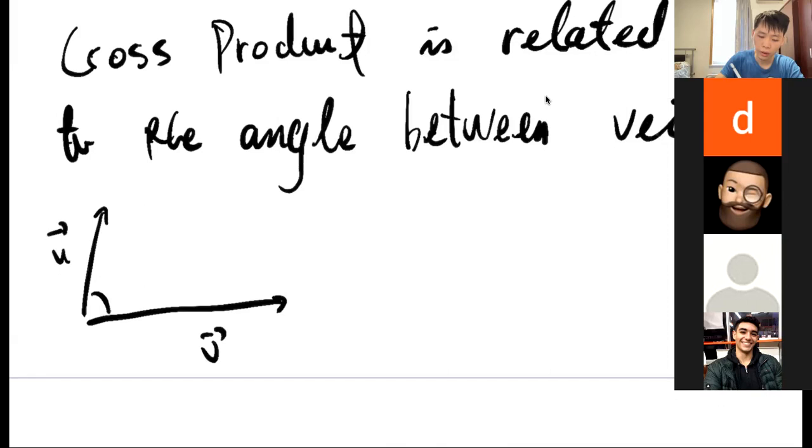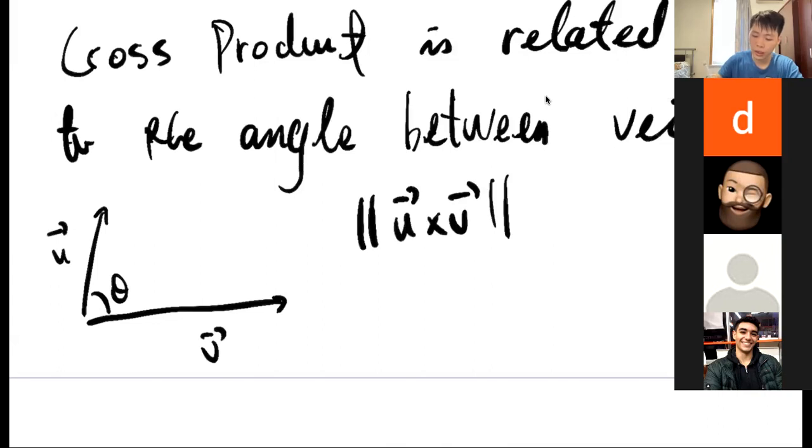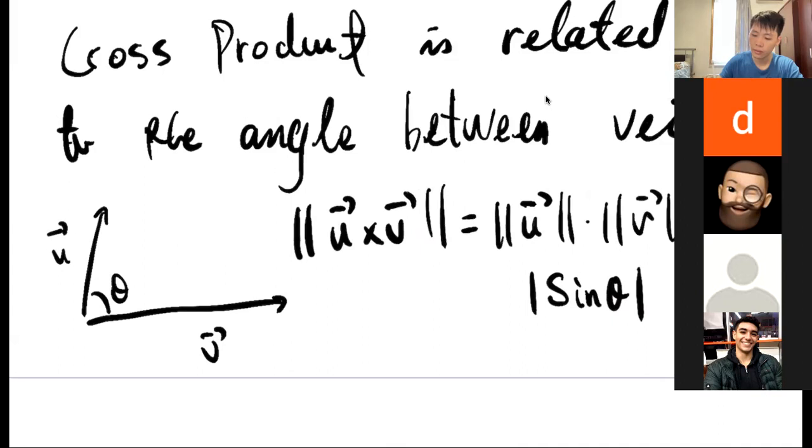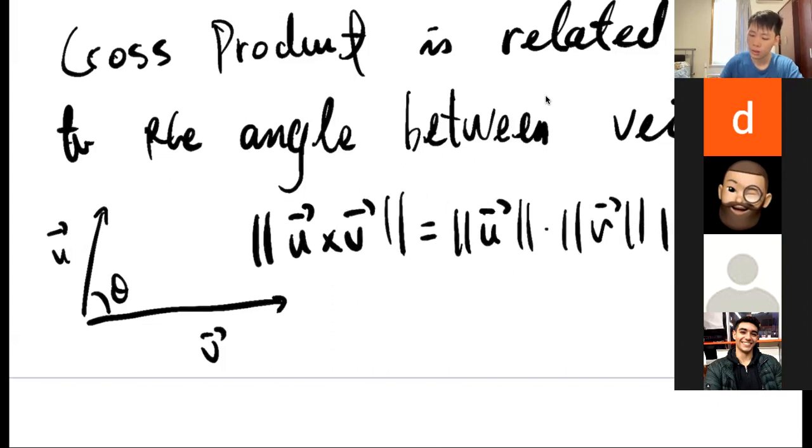U and V with the angle theta, the norm of the cross product is the same as the norm of U times the norm of V, and in this case, times the absolute value of sine theta. All right.